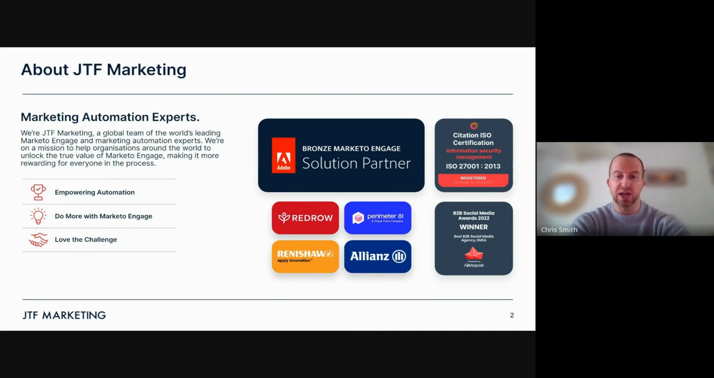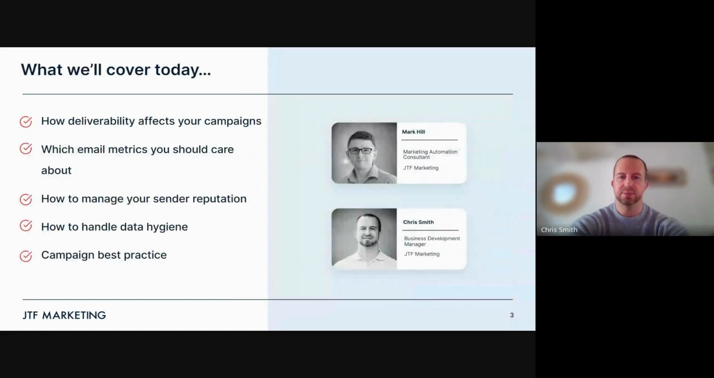So our real aim is to empower you with your marketing automation, to be able to do more with the product, to take it away from just being your standard email batch and blast, and to embrace that challenge of being able to deliver more through the product as well. So as mentioned, you've got myself, Chris, and I am the business development manager here at JTF Marketing, and I'm going to be handing over shortly to Mark Hill, who is one of our marketing automation consultants.